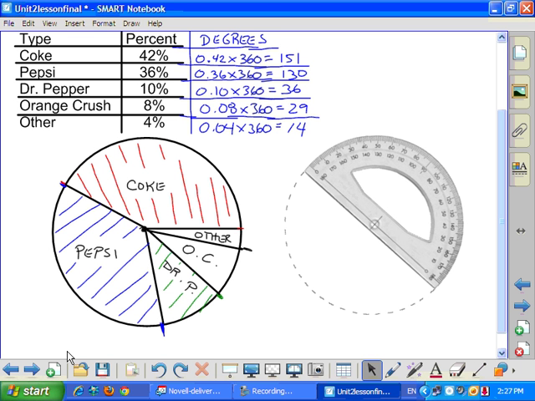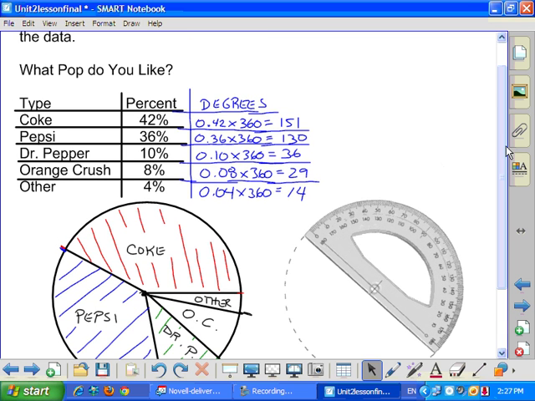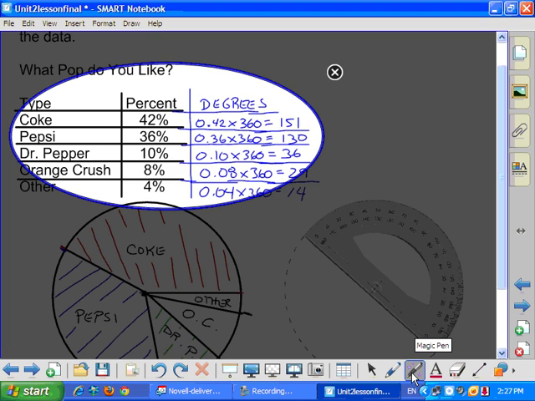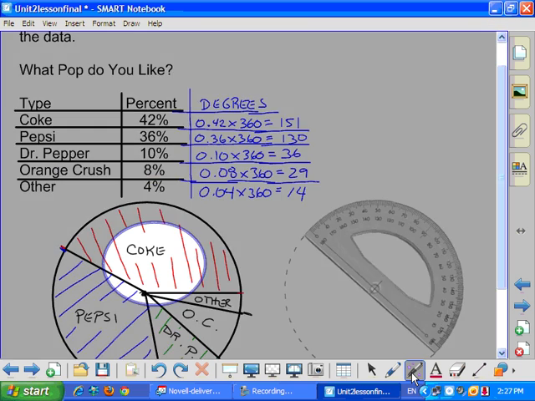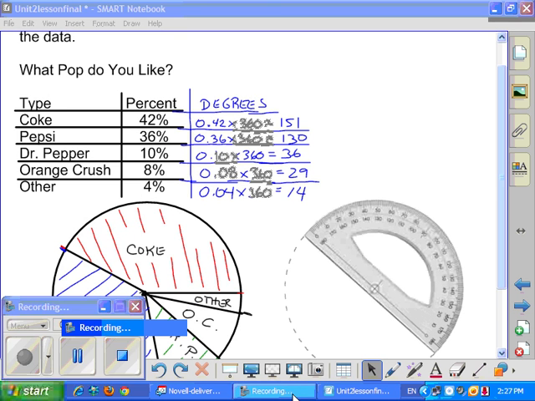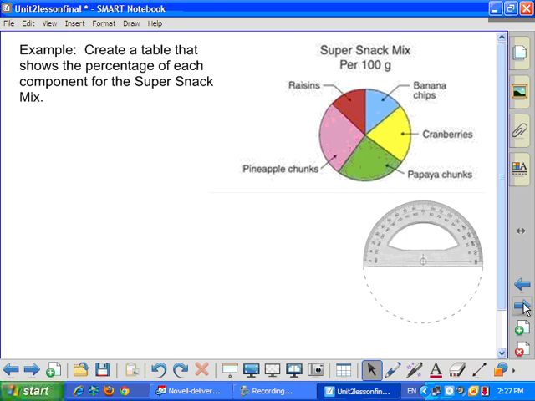So you're going to be doing that. You're going to be completing this chart above in the homework. So there's a couple questions that say just complete this chart right here. So you're just going to be using the formulas I talked about. Then you're going to have to complete a circle graph. And then your final type of question that you're going to be dealing with, in the last part of the homework, is it wants you to create a table that shows the percentage of each component for the super snack mix.